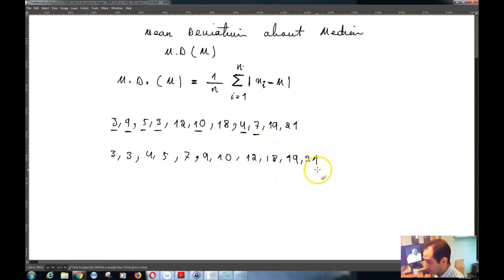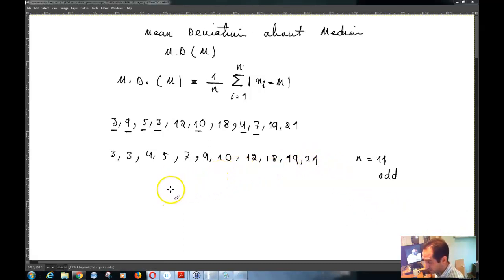So now you have your data, your observations, and your n is equal to 11. That means that n is an odd number. That means that the observation which is the median of your data is the (n plus 1) divided by 2 term.